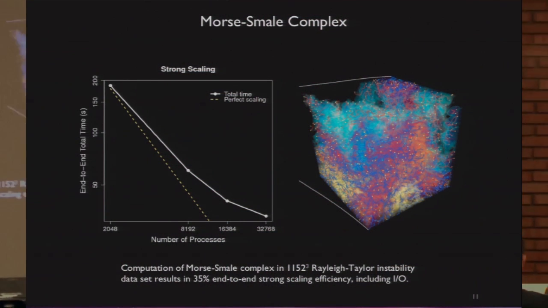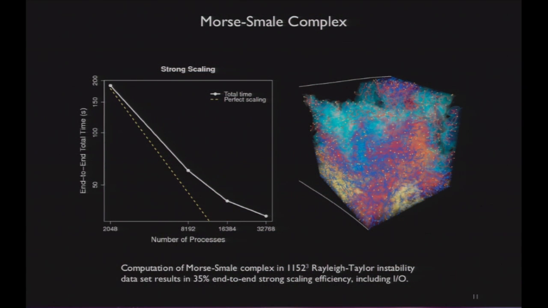The third is topological construct. The Morse-Smale Complex is a segmentation of a data set of a scalar field according to its gradient behavior, so into regions where the gradient flows the same direction. Basically, these are separated by critical points, minima, maxima, and saddle points, and the lines that connect those points separate the regions.